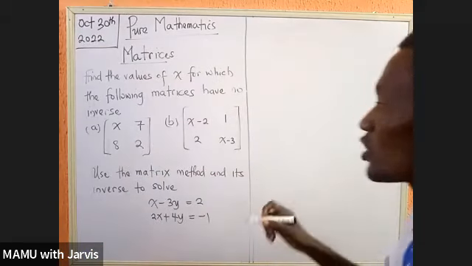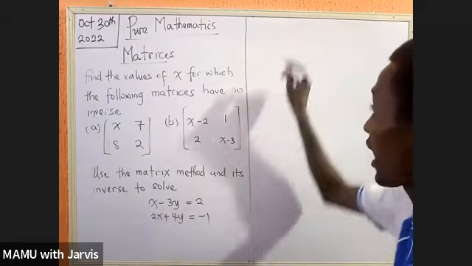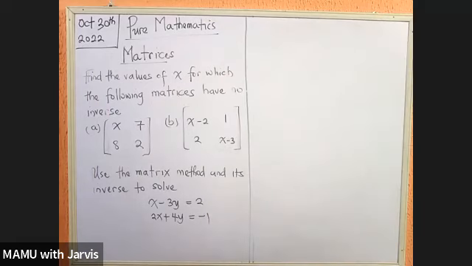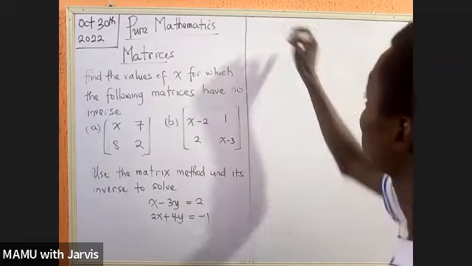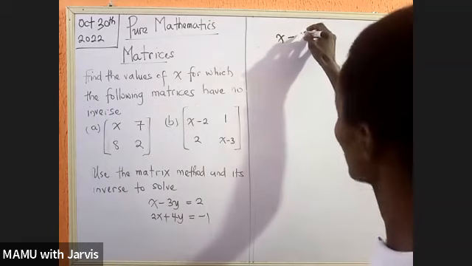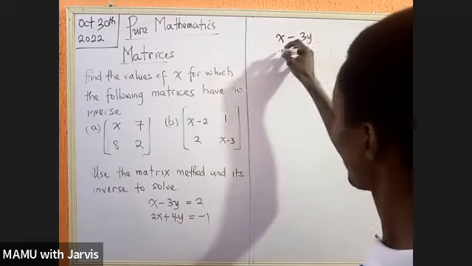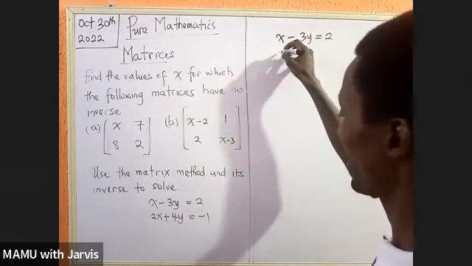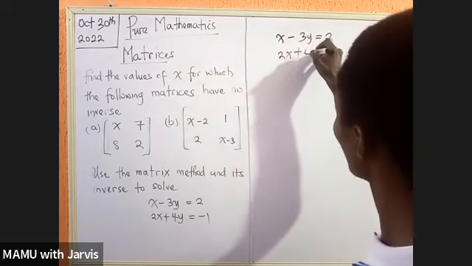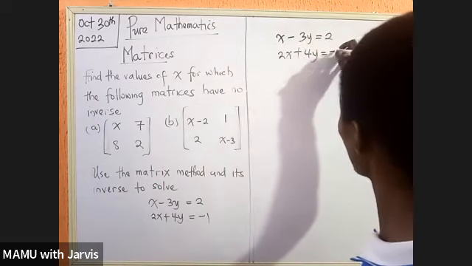Now, to handle this problem, we have x, another marker. To handle this one, we would have x minus 3y is equal to 2, and 2x plus 4y is equal to -1.